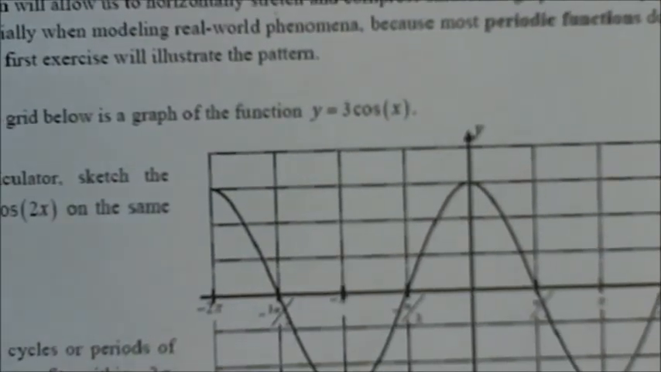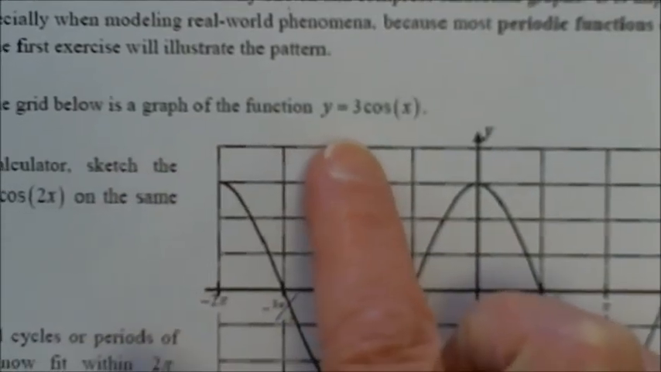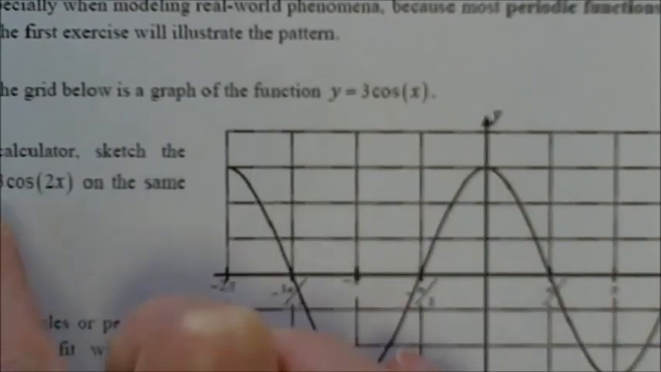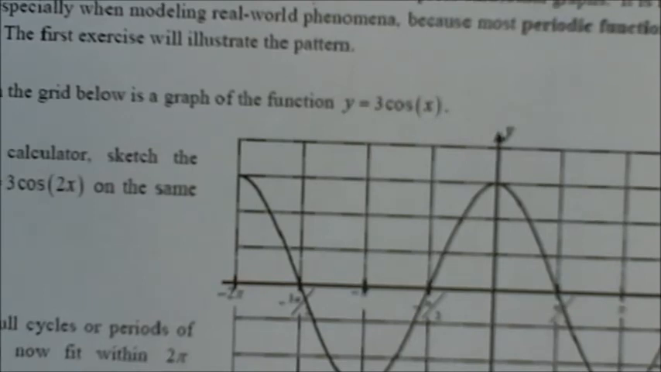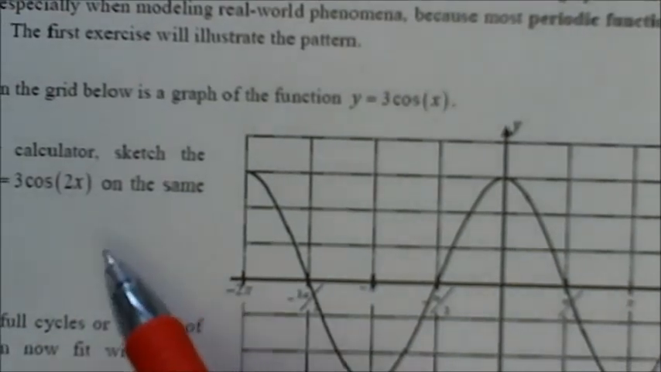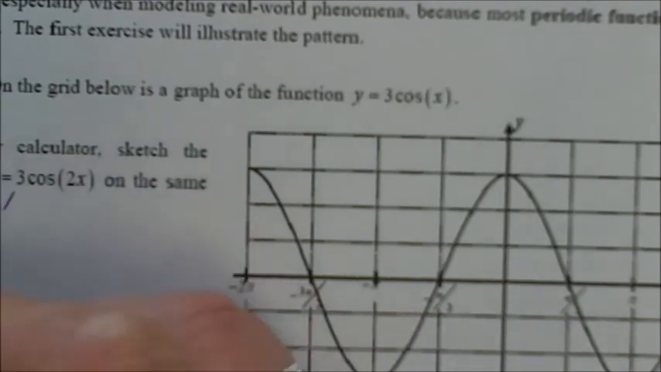So let's look at one last illustration here. On the grid below is the graph of the function y equals 3 cosine x. Using your calculator, sketch the graph of y equals 3 cosine 2x on the same axis. Okay, again, I like to do this without the calculator when possible. Our A value is 3, so our amplitude is 3.